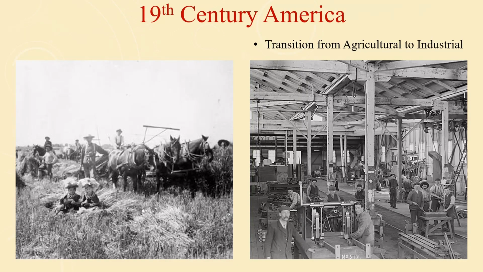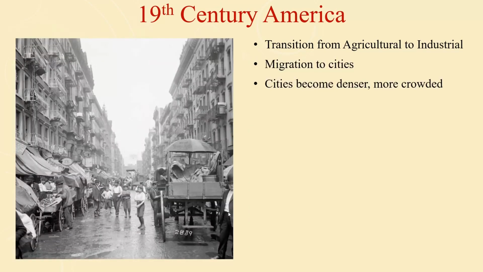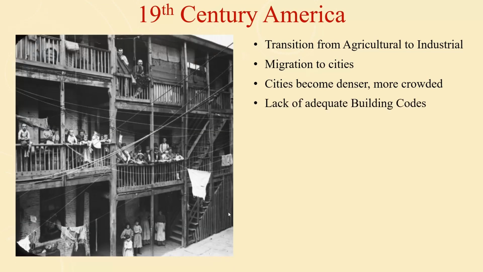Then, as a result of that, people were migrating from the farms to the cities. And so cities became more built up, denser, more crowded. Another thing about the 19th century is that there were no national building codes. Cities had some building ordinances, but nothing like we have today. So there wasn't a lot of regulation on what you could build.